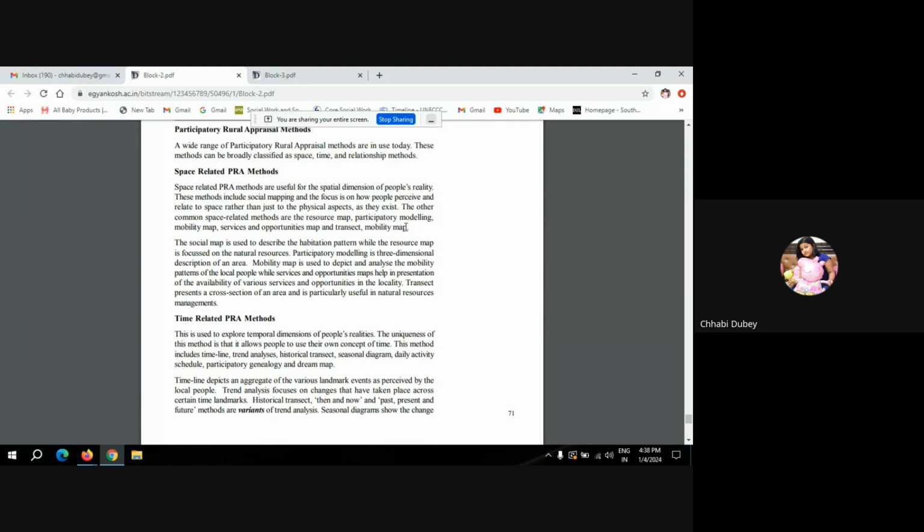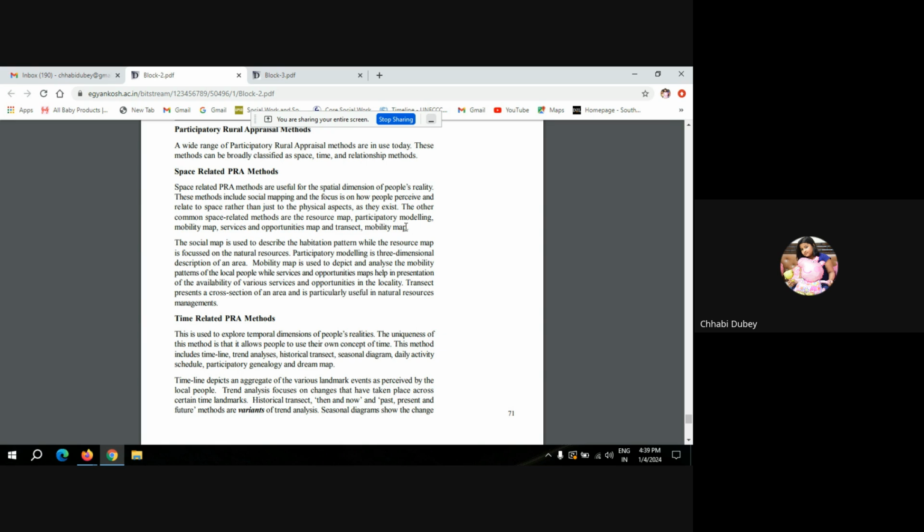Basically, participatory rural appraisal methods have been broadly classified into space-related PRA methods, time-related PRA, and relationship methods. So there are different types of PRAs that have been classified. The space-related PRA methods are useful in the spatial dimension of people's reality. These methods include social mapping, and the focus is on how people perceive and relate to space rather than just the physical aspect.